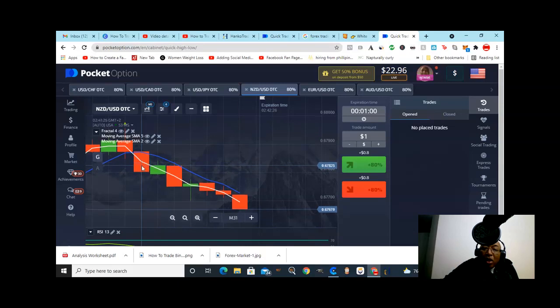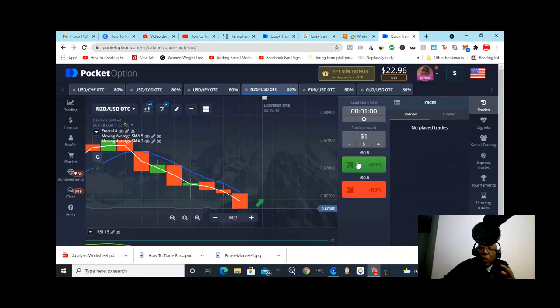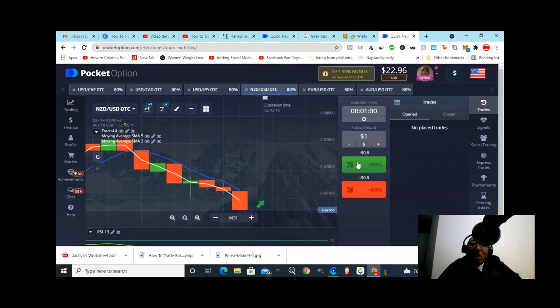So my trading time is 1 minute. Once I take the trade, it takes about a minute for the trade to close. So either I win or I lose. If I say the market is going to go up, I push the green button here. After 1 minute, it closes. And if I got it right, then I win, which is 80% right now. These OTCs are giving me 80%.